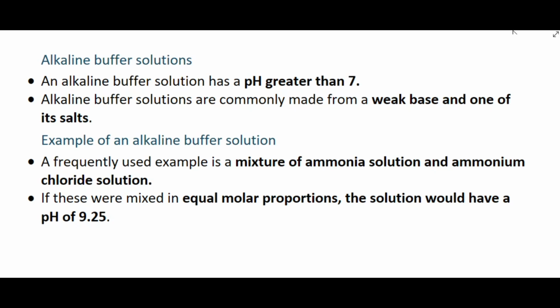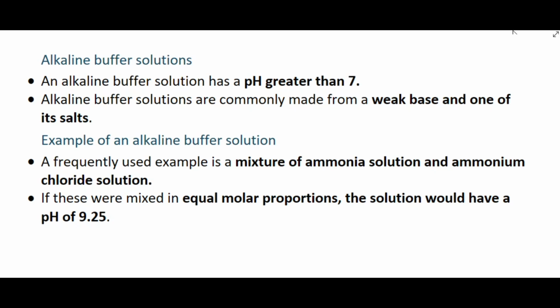For alkaline buffer solutions, their pH has to be greater than 7. Remember, pH of alkaline solution is greater than 7. Alkaline buffer solutions are commonly made from a weak base and one of its salts. And a very good example is a mixture of ammonia solution and ammonium chloride solution. Just like in the case of acidic buffer solution.